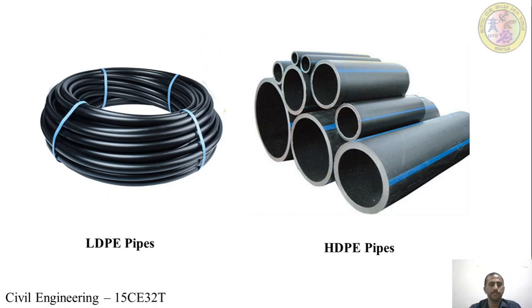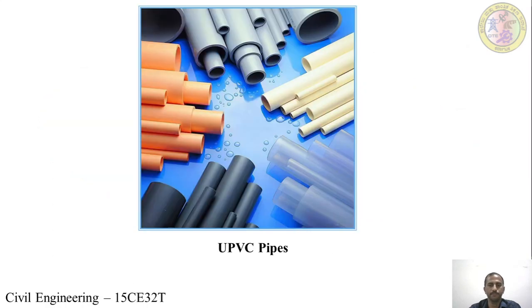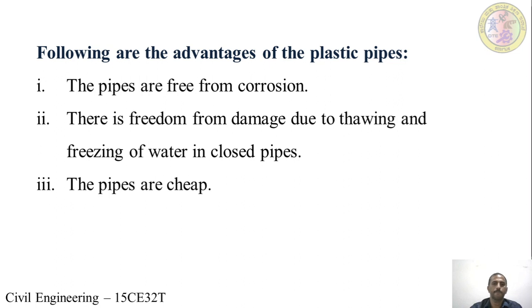Here you can see images of LDPE pipes, HDPE pipes usually of black color and UPVC pipes of multiple colors. Advantages of plastic pipes. These pipes are free from corrosion and there is damage resistance to thawing and freezing. Thawing means subjected to hot temperature, freezing happens when subjected to cold temperature. These plastic pipes resist thawing and freezing.